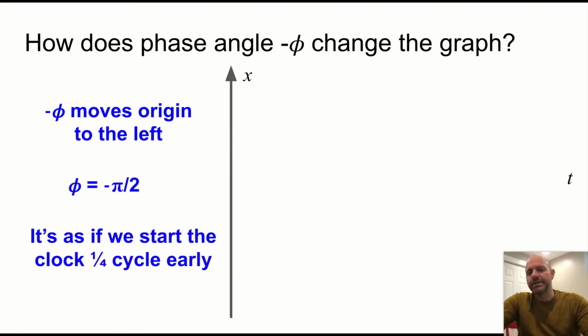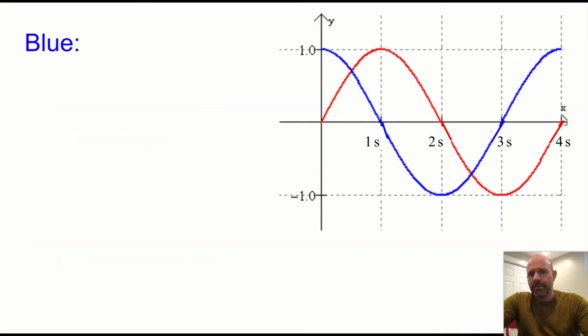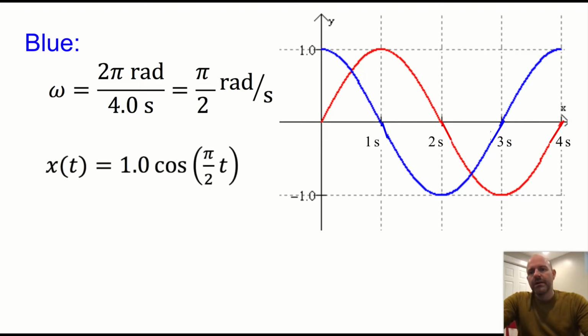This is a quarter cycle. And if we start the clock a quarter cycle before we're at maximum displacement, so we look at two different graphs here. We have blue, which has an omega of 2 pi over 4, or pi over 2 radians per second. And the equation of that is 1 cosine pi over 2 t.